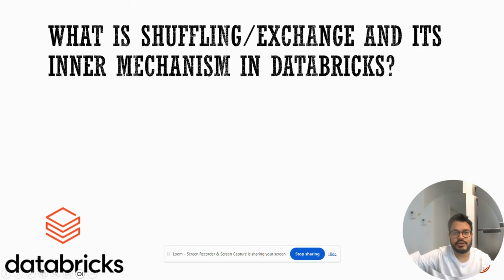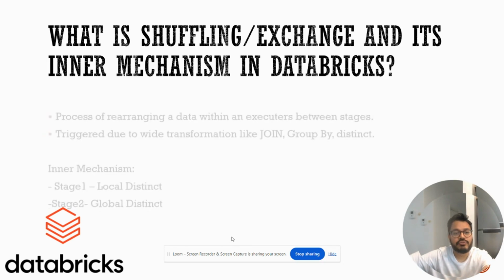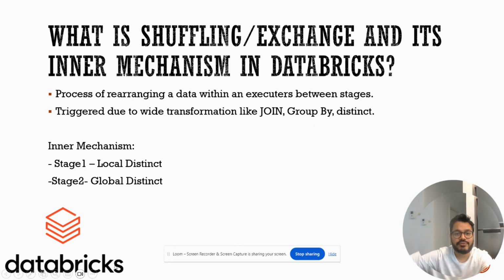What's up, guys? Today we will be talking about what shuffling and exchange is, and its internal mechanism in Databricks. Shuffling means a process of rearranging your data within executors and between stages. If you don't know what executors or stages are, you can always go back to my previous video.